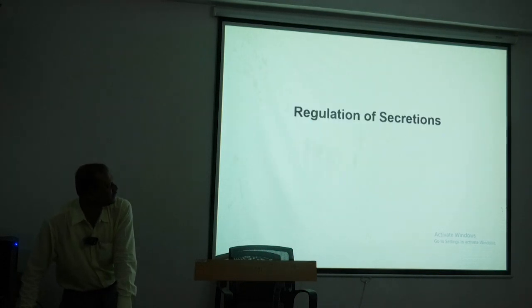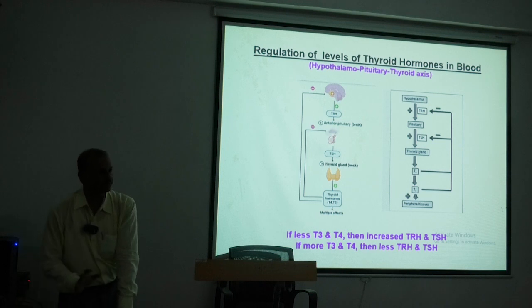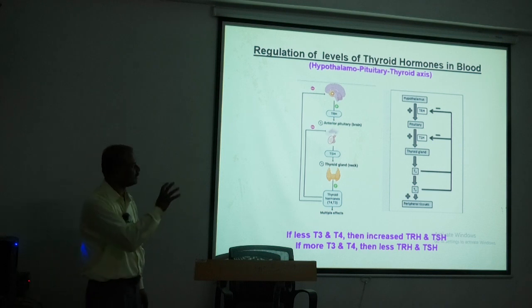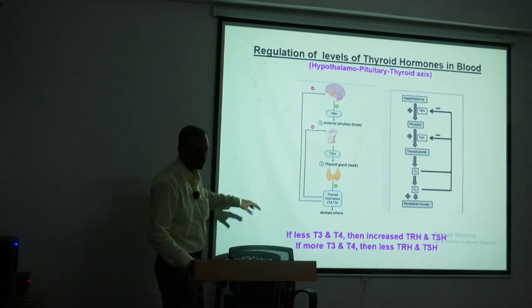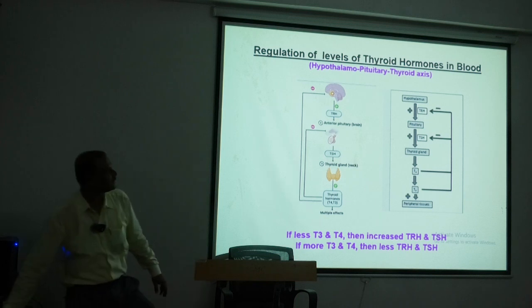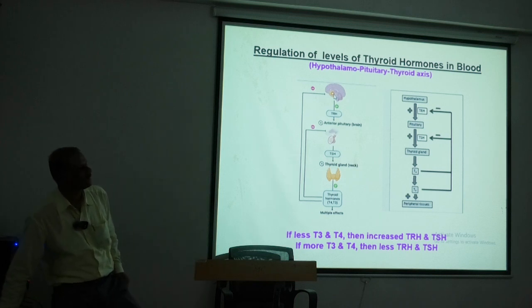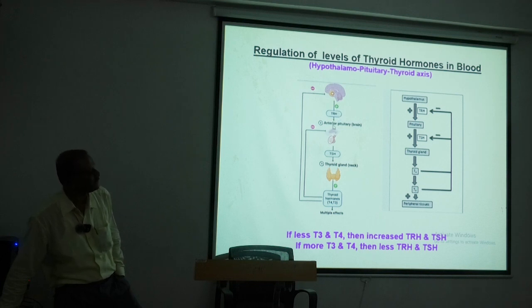The regulation of secretion, I'm sure you have learned this part in class 12. Just remember this: the hypothalamus is located in the brain. From here, TRH, that is thyrotropin, that is TSH releasing hormone, is secreted, and it stimulates the anterior pituitary, and the anterior pituitary secretes TSH, and this stimulates the thyroid gland to produce thyroid hormone.